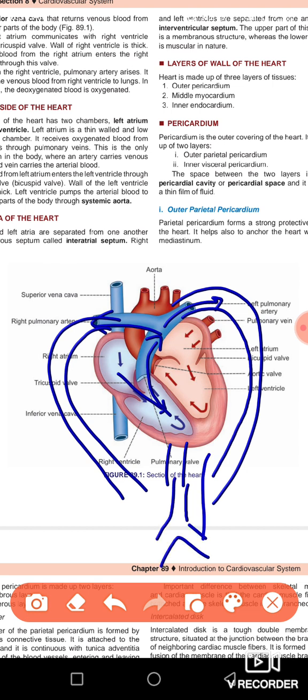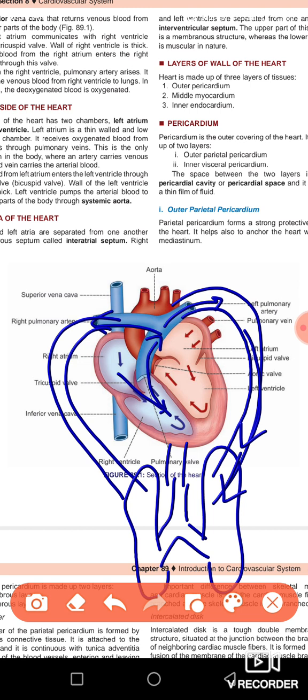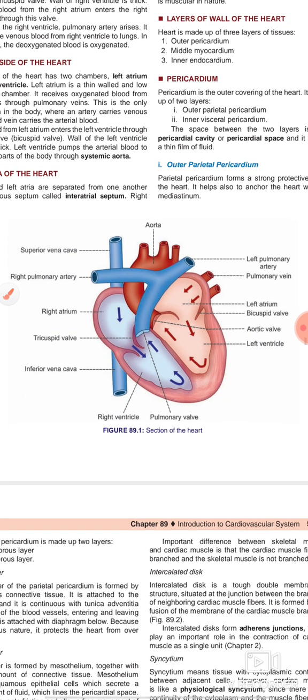Sorry for the bad drawing, but it's very difficult to draw on the screen of a mobile. So sorry for the bad writing. Here you can see the left pulmonary artery is going to give the blood into your left lung, and the right pulmonary artery is going to give blood to your right lung. So this is how it works. I hope that you will understand the right side of your heart.